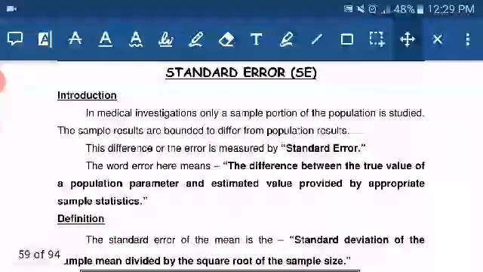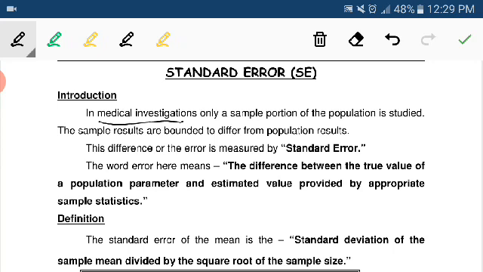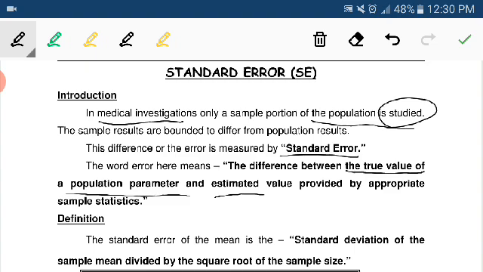Then the standard error. Introduction: in medical investigation, only a sample portion of the population is studied. The sample results are bound to differ from the population result. The difference or error is measured by the standard error. The word error means the difference between the true population parameter value and the estimated value provided by the appropriate sample statistic.